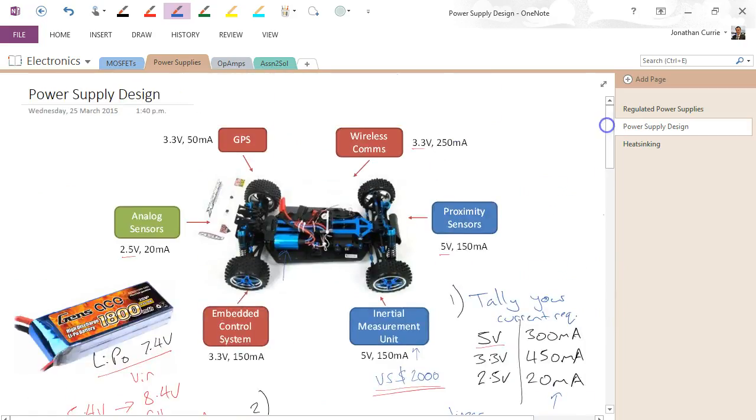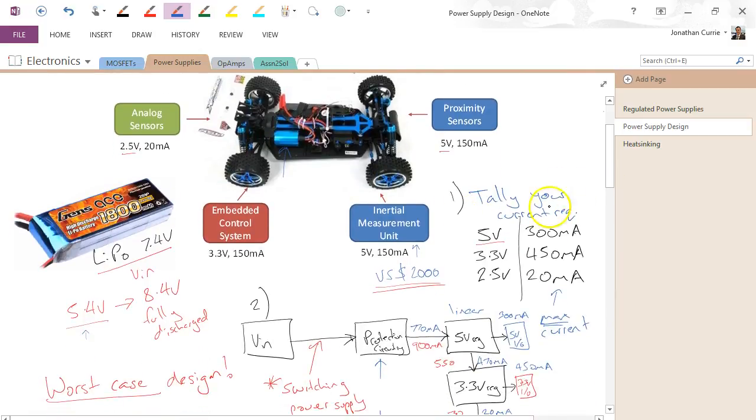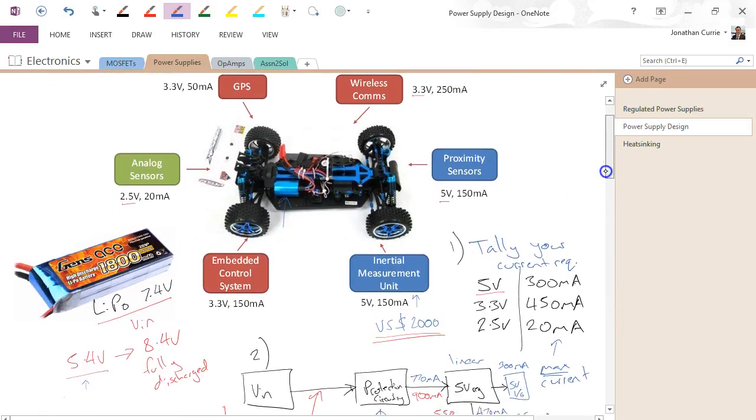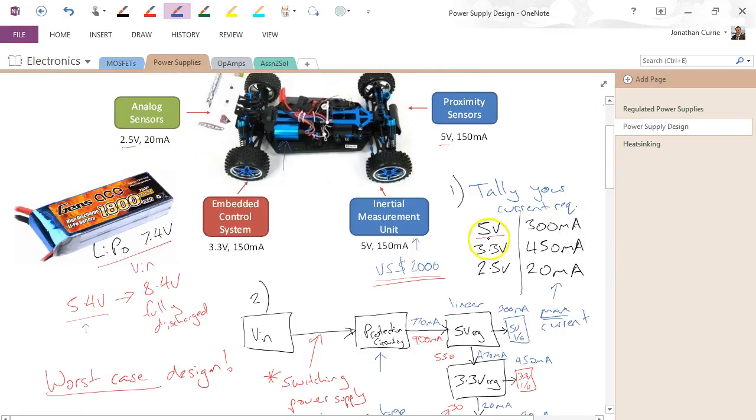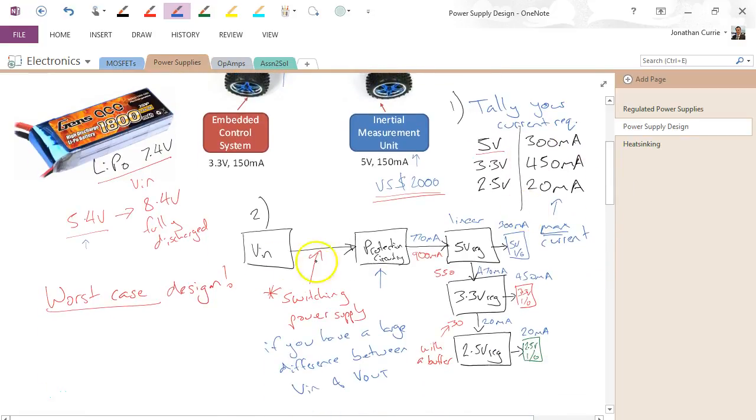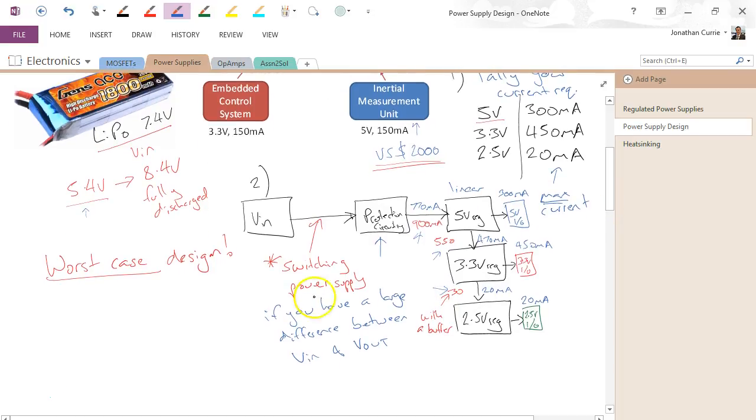So to summarize, in terms of power supply design, what I like to do is, once you've worked out all your I/O and your voltage rails, tally the amount of current that you're going to require, draw a block diagram of how they're going to be connected together, and fill in those currents so you can work out exactly what each of your power supply voltage regulators are going to require. Remember, you may need a switching regulator if you've got a large difference between V in and V out. Otherwise, you can safely use linear all the way through and still be reasonably efficient.